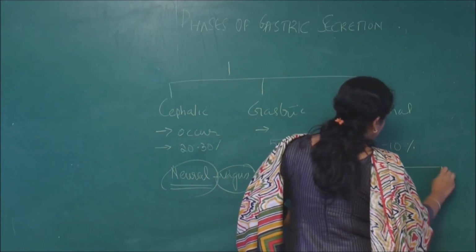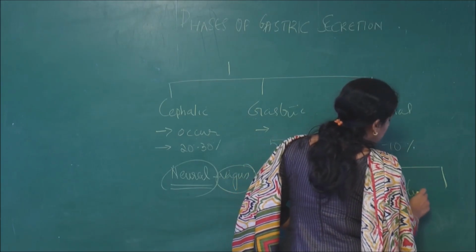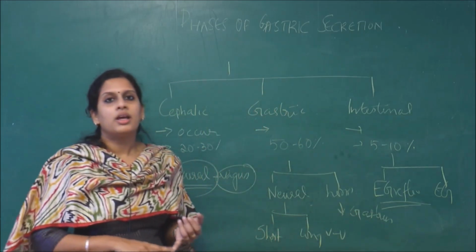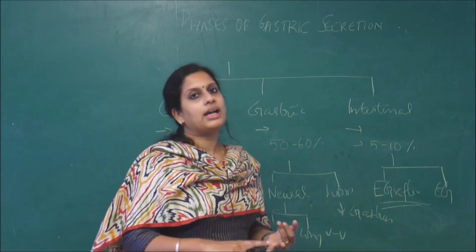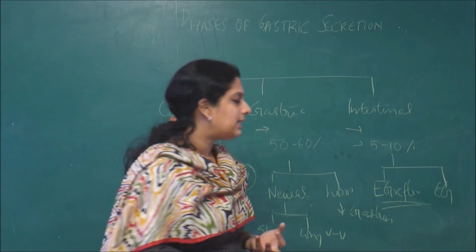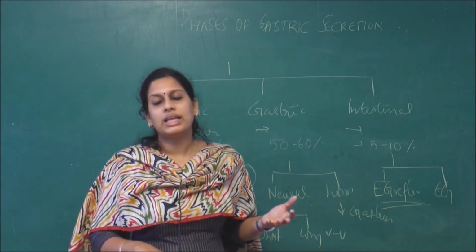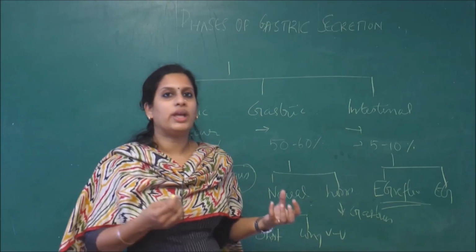Then the intestinal phase is mainly regulated by the enterogastric reflex and enterogastrones. In the enterogastric reflex, distension of the upper part of the small intestine, and the presence of acidic chyme and breakdown products in the upper part of the intestine exert an inhibitory effect on the gastric secretion via intrinsic and extrinsic sympathetic and vagus nerves.